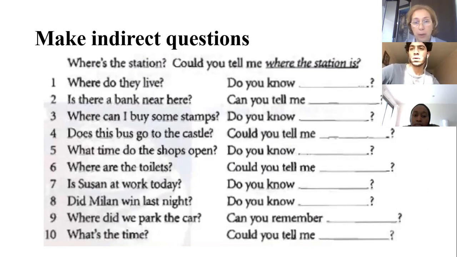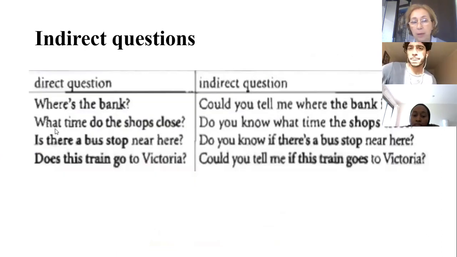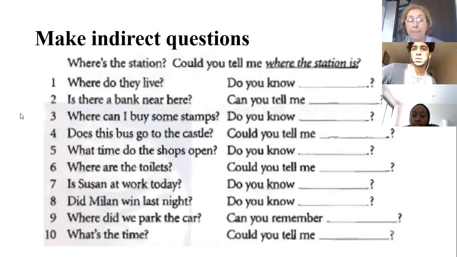Do you know where do they live? Look, when we use complex sentences, indirect sentences, in the second part we shouldn't use the auxiliary verb like here. What time do the shops close? For example, do you know what time the shops close? So it will be, do you know where they live? No, do, because do is used only in questions. Do you know where they live? Right. Okay.